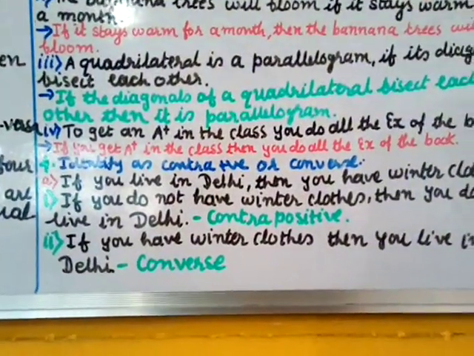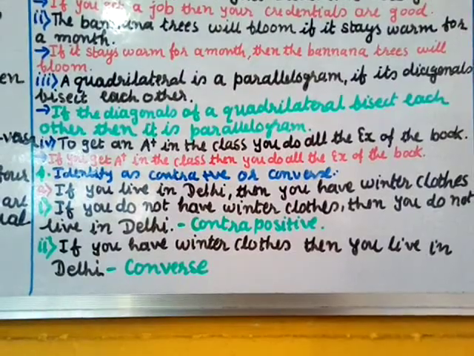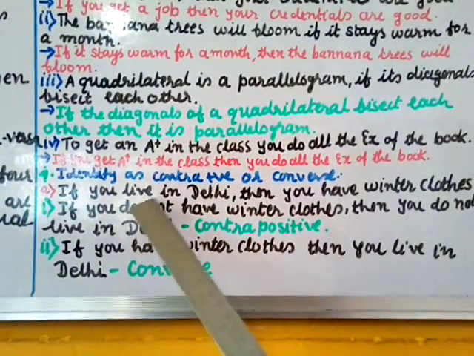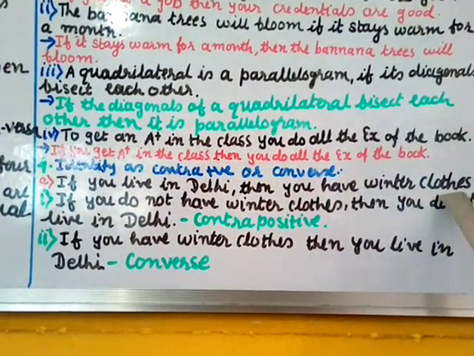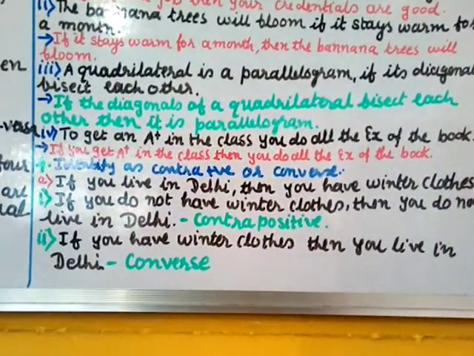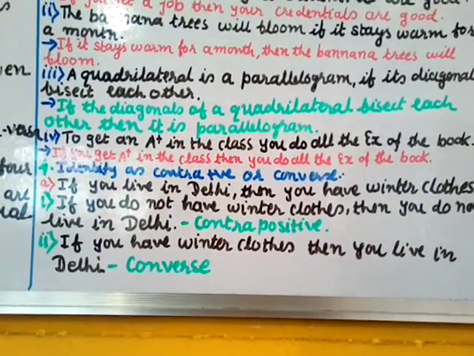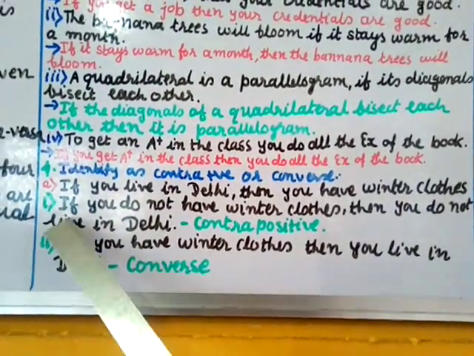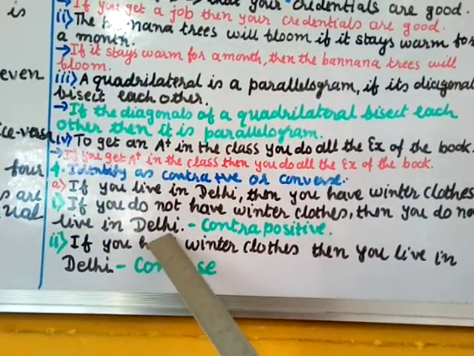Question number 4. Identify as contrapositive or converse. So question A is, if you live in Delhi, then you have winter clothes. Now two statements are given to us and we have to say whether they are contrapositive or converse. For this they have given us these two statements. If you do not have winter clothes, then you do not live in Delhi.